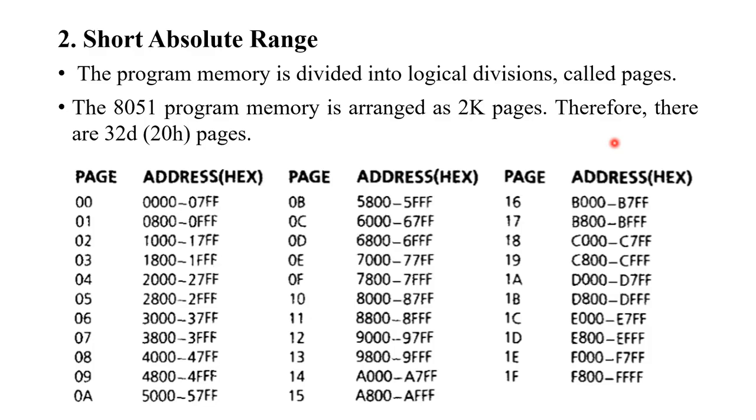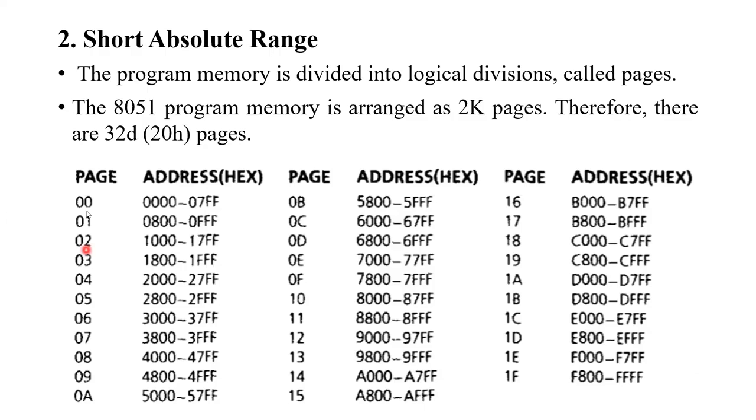Now, if we see 8051, program memory is arranged as 2K pages, since we have 64 kilobytes of program memory. And the logical division used in 8051 is 2 kilobyte pages. So how many pages are there now? It is 32 pages, which is 20 in hexadecimal. And the address associated with all those pages is shown in this table.